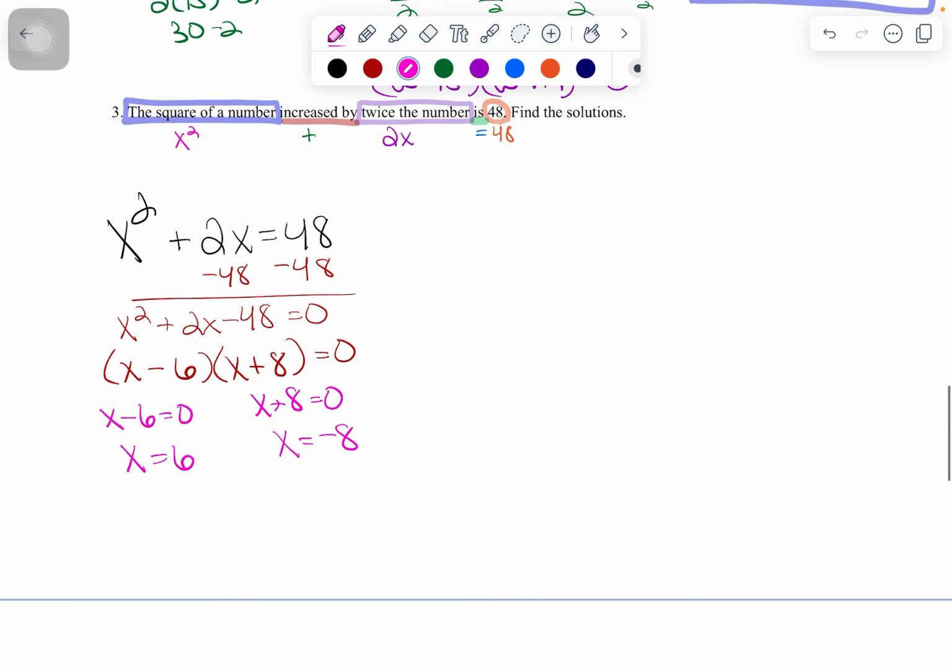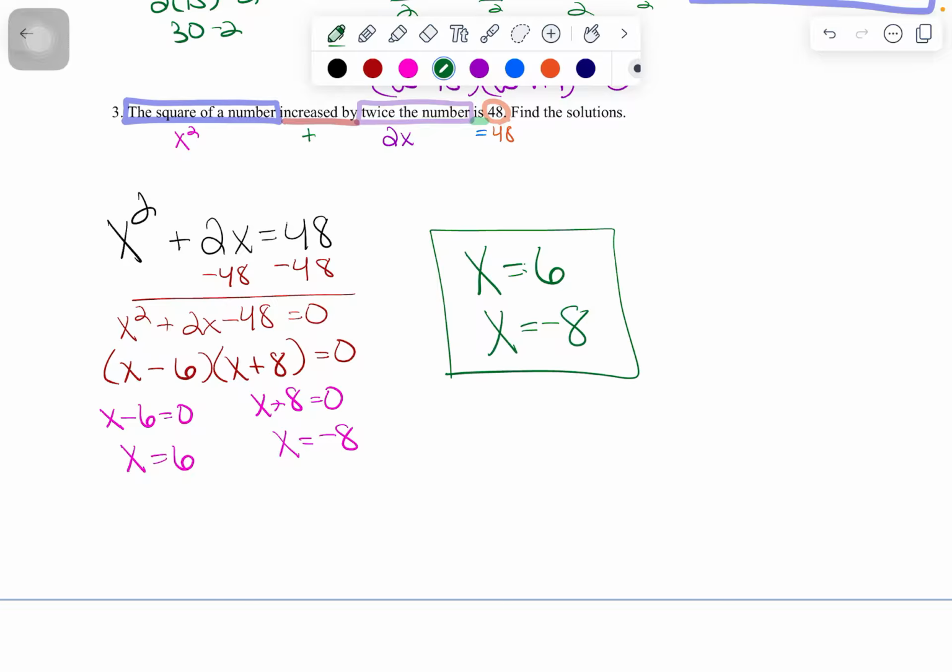Now, here's the thing. Specifically, I'm telling you find the solutions, plural. This also does not specify a particular real-world physical object. So it just says a number, and numbers can be negative. So we've got x is equal to 6 and x is equal to negative 8. Both of those are solutions to problem number 3.